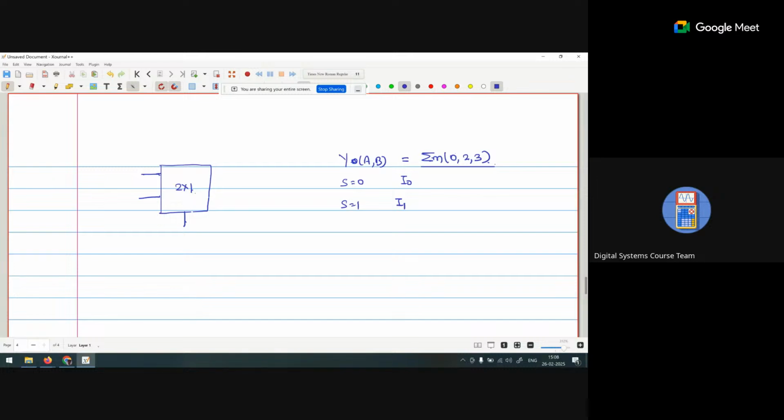Should I break it into two parts? If I am taking two inputs, when both are 0 0, it becomes 0. When both are 0 1, it becomes 1. When both are 1 0, it becomes 2. And when both are 1 1, it becomes 3. Now which min terms are defined? 0, 2 and 3 are defined.